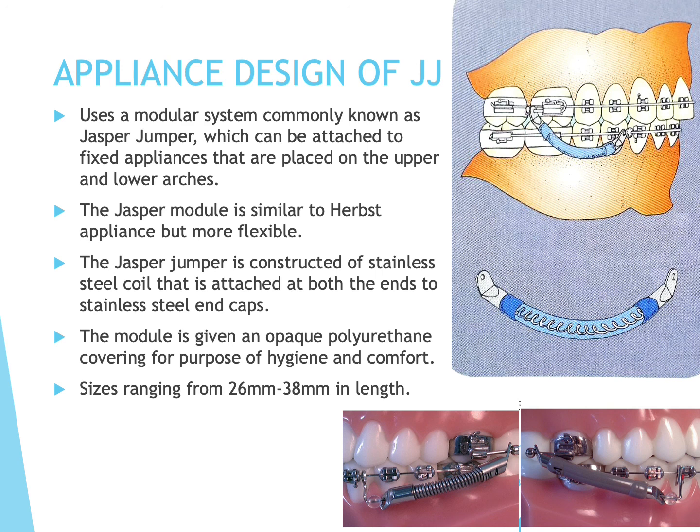The appliance design. The appliance uses a modular system commonly known as Jasper jumper, which can be attached to fixed appliances that are placed on the upper and lower arches. This Jasper module is analogous to the tube and plunger of Herbst appliance, but is more flexible. The Jasper jumper is constructed of stainless steel coil that is attached at both ends to stainless steel end cups. The module is given an opaque polyurethane covering for purpose of hygiene and comfort. The Jasper modules are available in 7 sizes ranging from 26 mm to 38 mm in length.